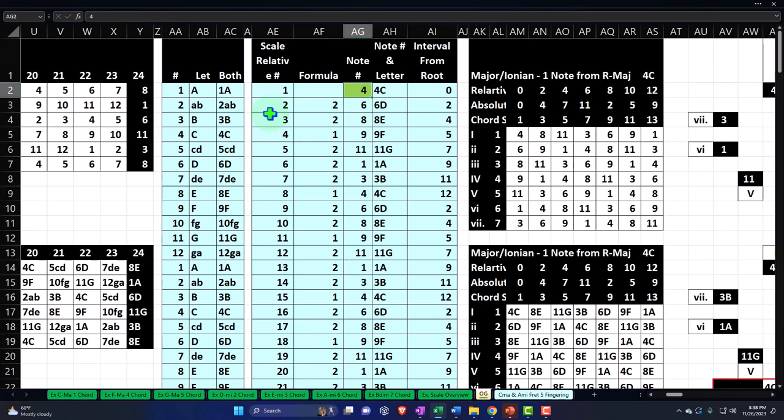We're going to say that the 4 is a C, so 4 plus 2 is 6, which is a D. 6 plus 2 is 8, which is an E. 8 plus 1 is 9, which is an F. 9 plus 2 is 11, which is a G. 11 plus 2 is 1, because we go to 12 and back to 1. Or 11 plus 2 is 13, and 13 minus 12 is 1, or an A. 1 plus 2 is 3, which is a B. And then 3 plus 1 gets us back to the C.